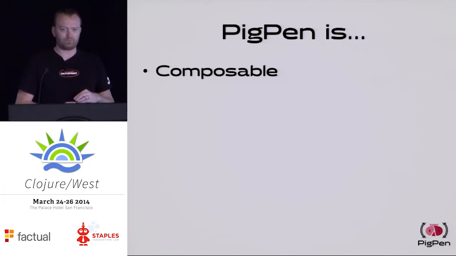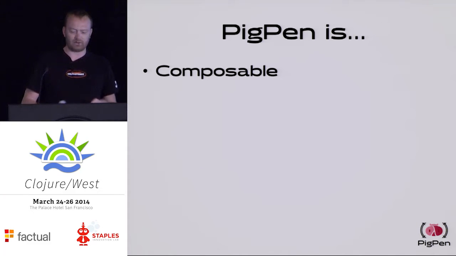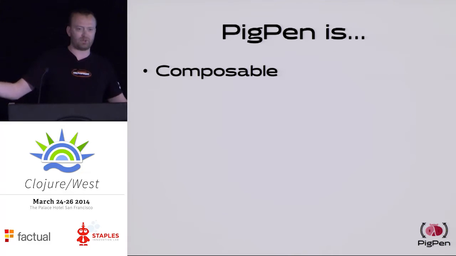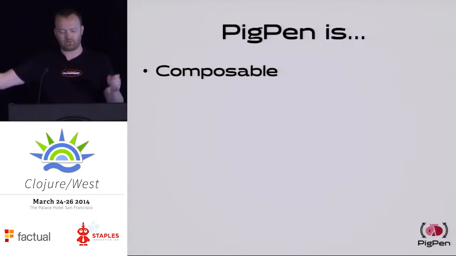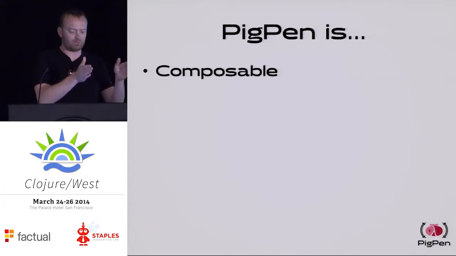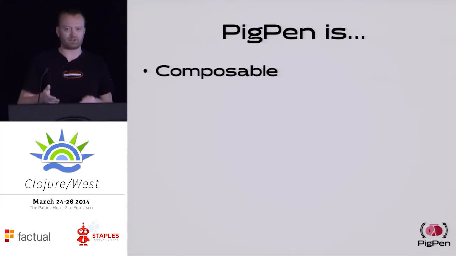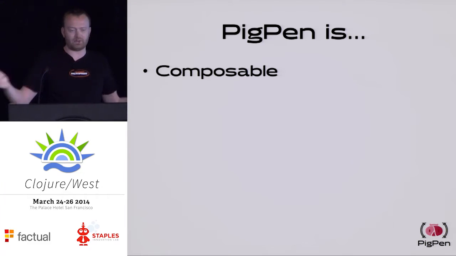PigPen is composable. I don't want to write a large monolithic script and then submit that, and if I need to make changes later, I have to not only change part of the script, but other parts in there. I want to be able to have independent functions of logic, just like you would in any other Clojure program. Why should we expect any less for MapReduce?